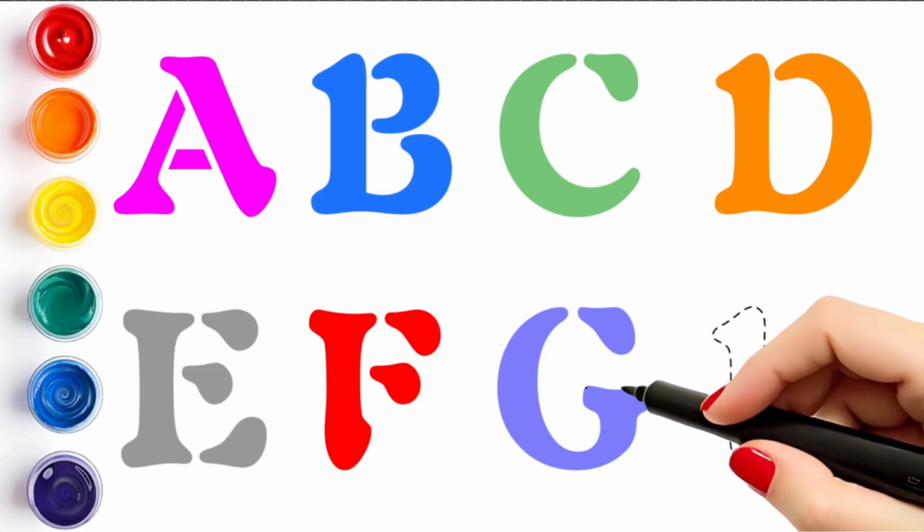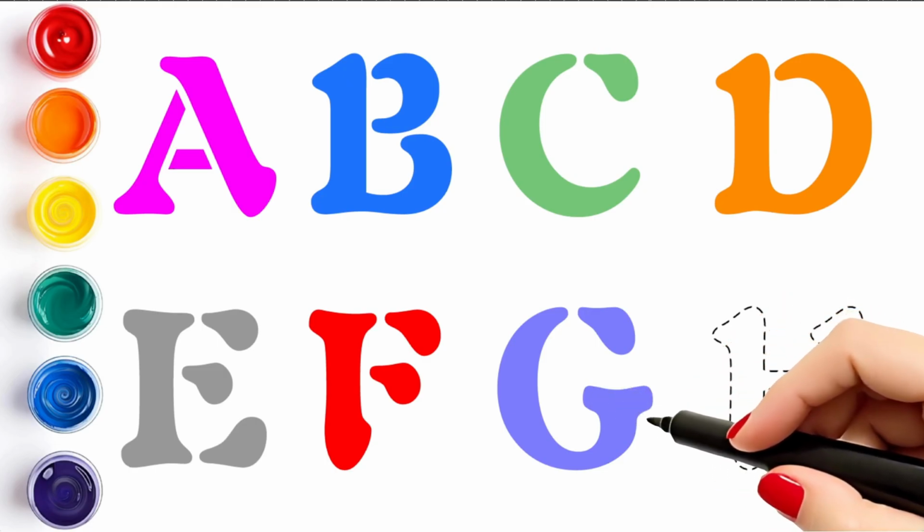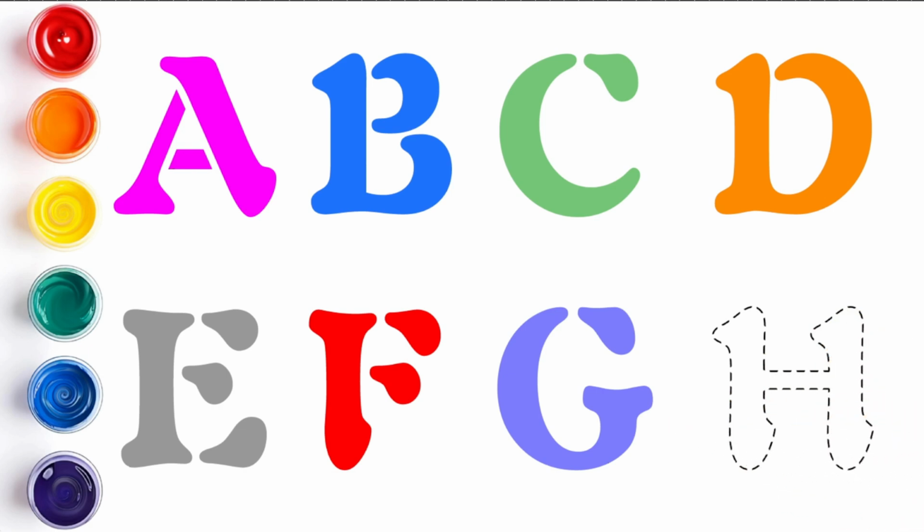Violet color. G is for goat. It climbs hills and gives us milk too.